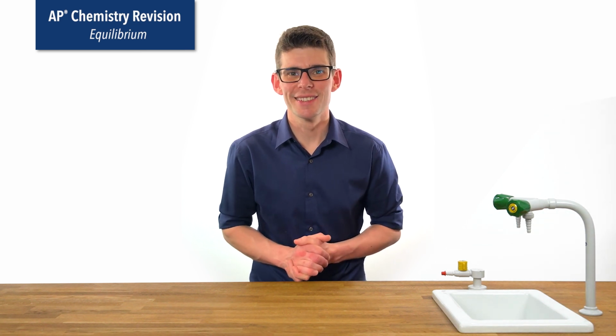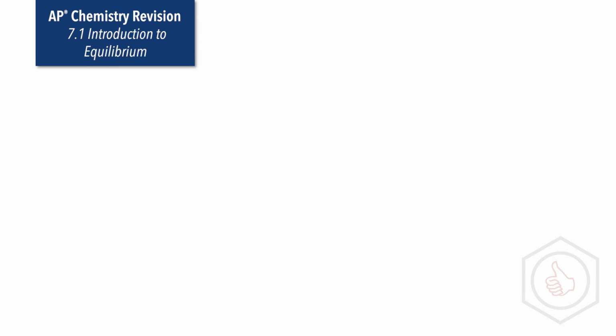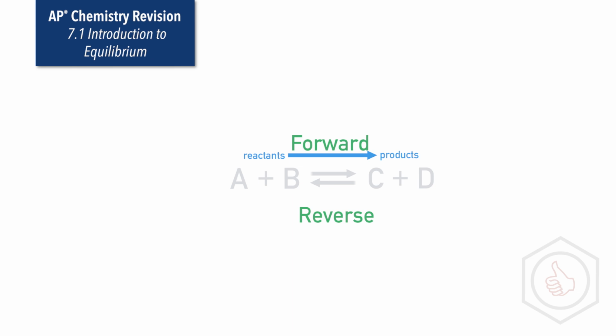Good luck revising. Some reactions in chemistry are reversible. Reactants react to form products, but then these products can react again to reform the reactants. A forward reaction is considered as reactants being converted into products, and the reverse reaction is considered as the products going back to form the reactants.